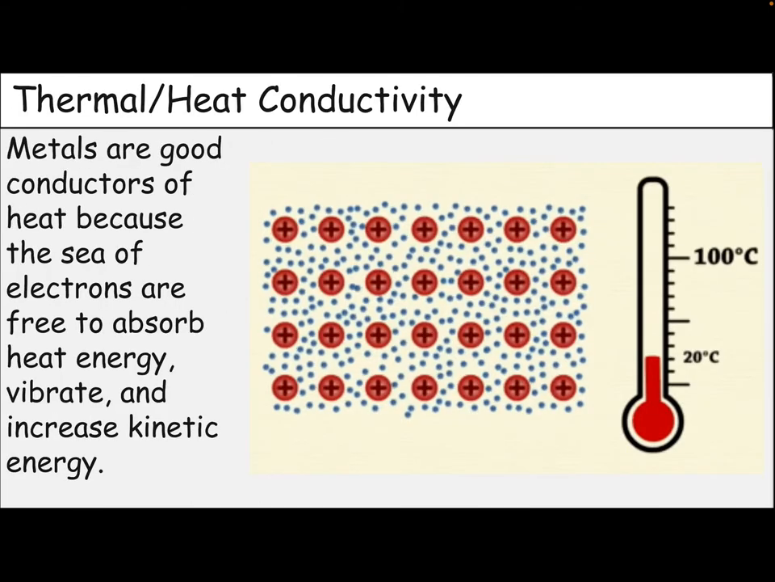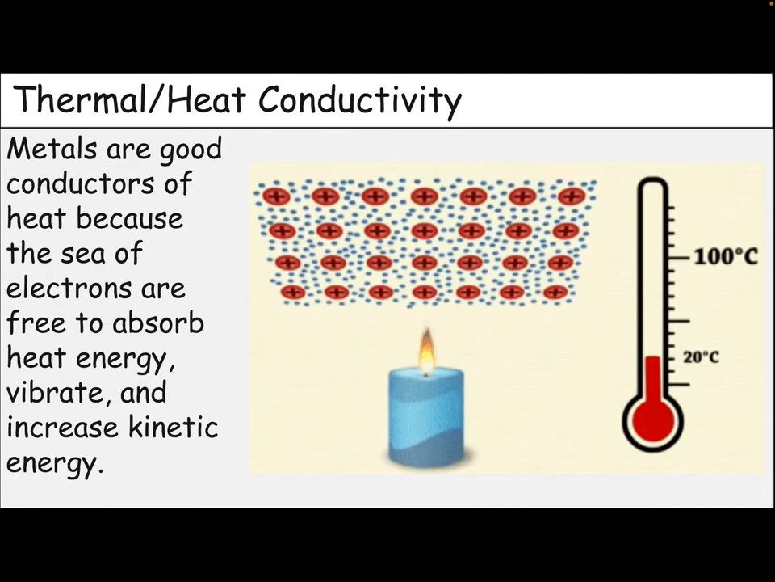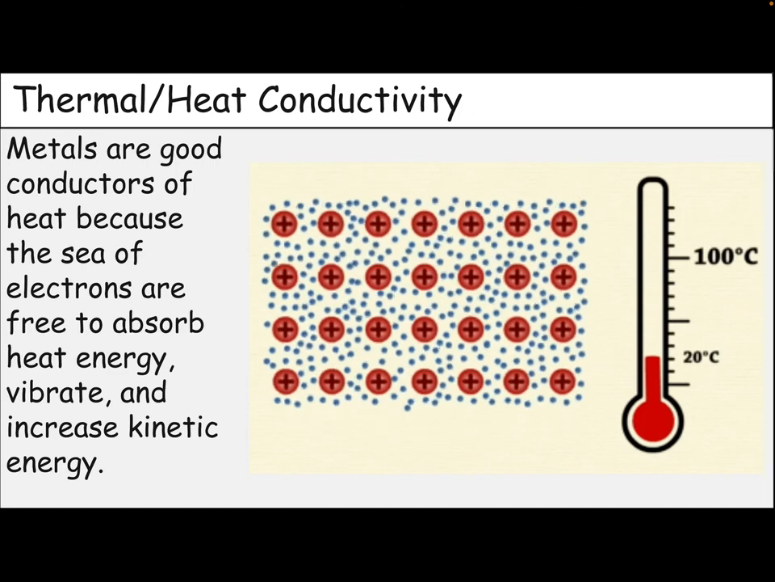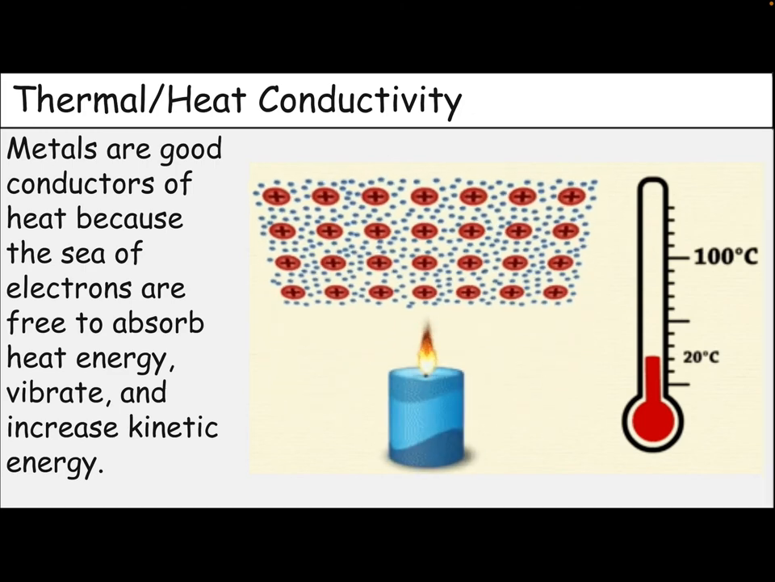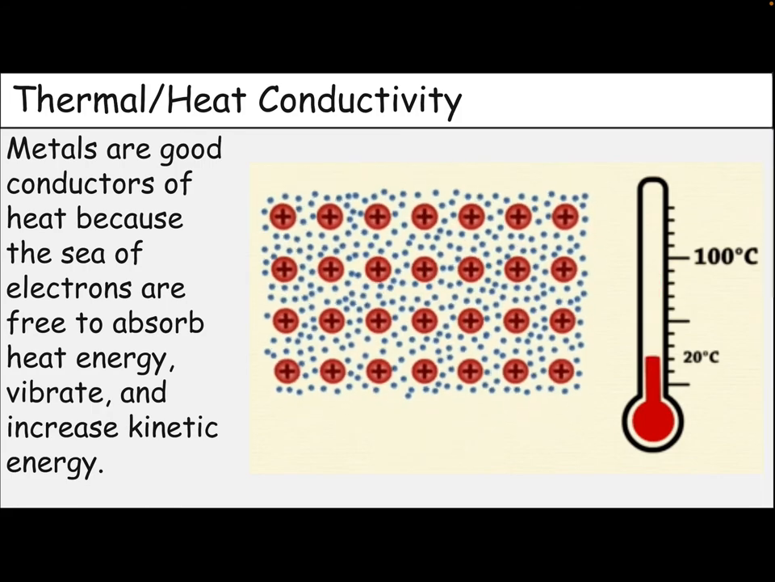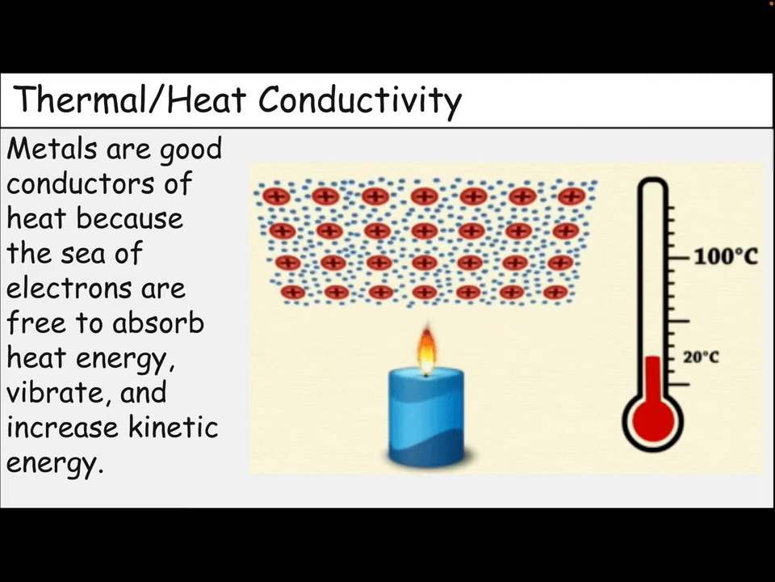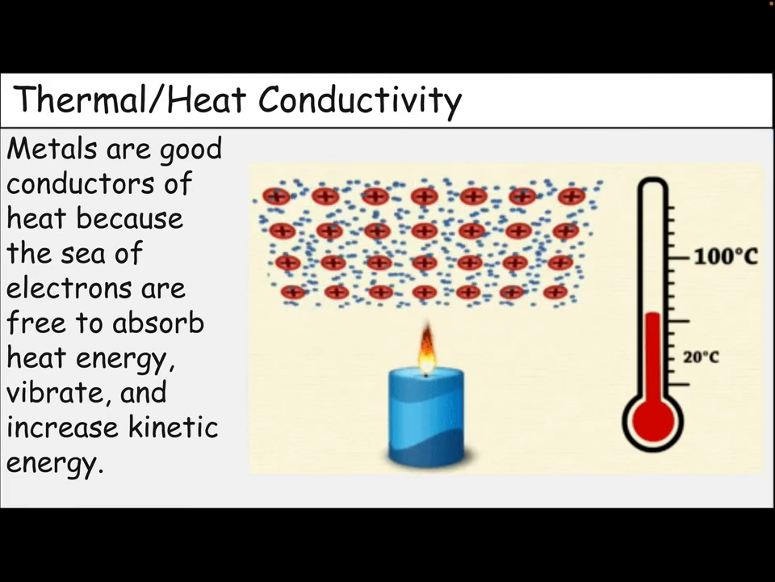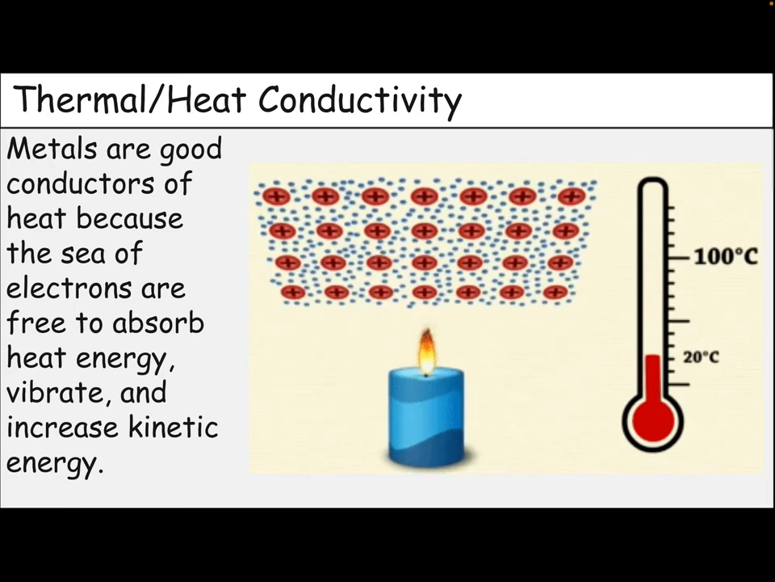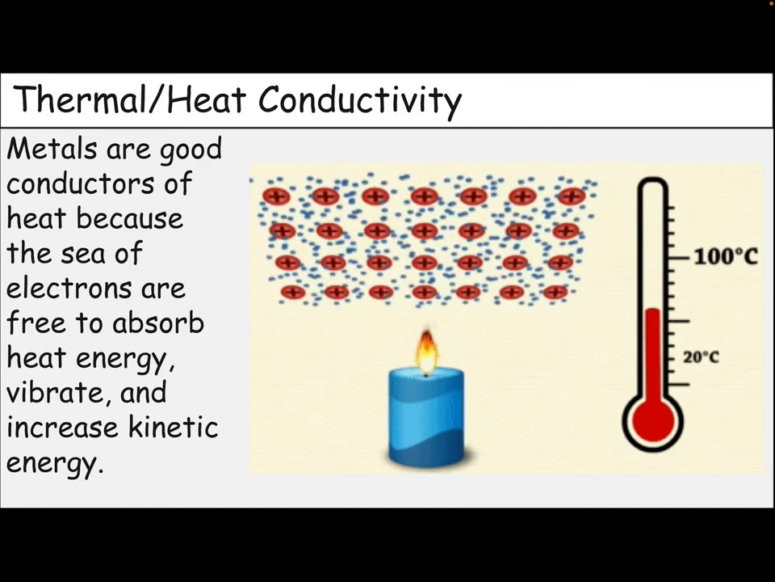Okay? Let's talk about thermal or heat conductivity. Metals are good conductors of heat because the sea of electrons are free to absorb heat energy, vibrate, and increase the kinetic energy. So let's take a look at this image here on the right-hand side. Let's say, for example, this is a piece of gold metal, okay? As you add heat to the gold metal, you can see that the sea of electrons are able to absorb that heat energy, vibrate, and move around.